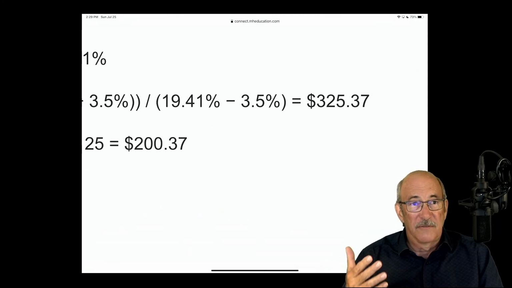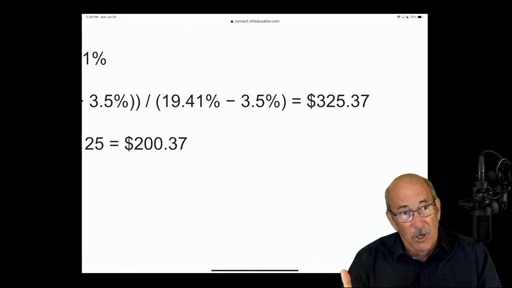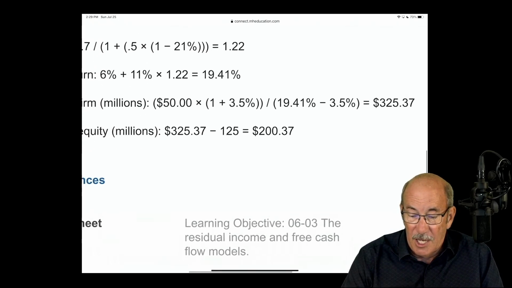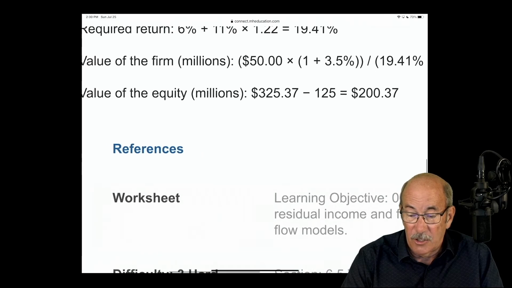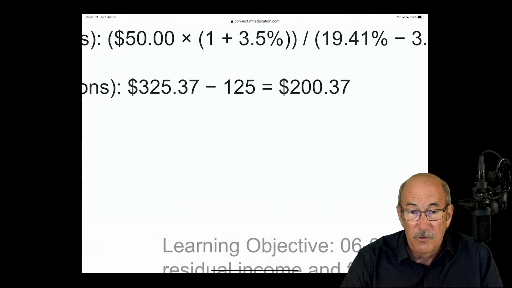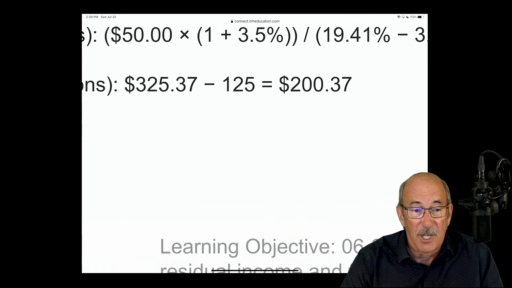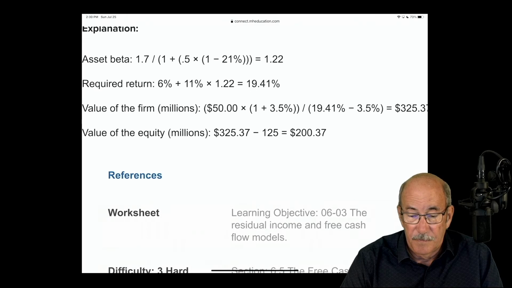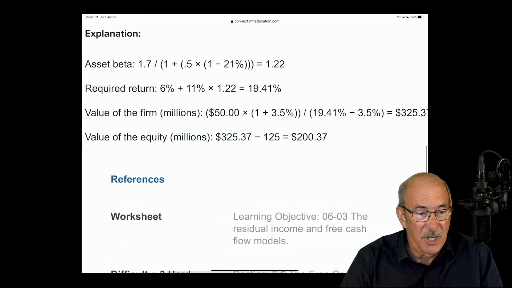But remember, this is free cash flow to the firm. So before we get to the equity value, we always have to subtract off that 125 worth of debt, and we end up with a little over 200 million for the value of the equity piece of it. Does that make sense, Alex?